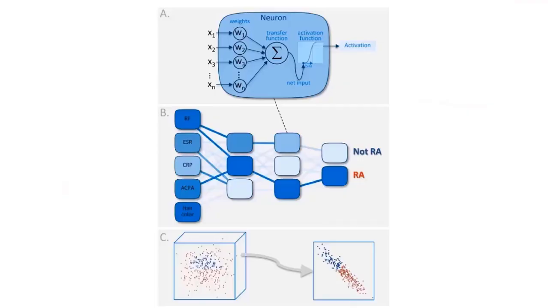As I said before, artificial neural networks are used in machine learning. This artificial neural network is designed to diagnose rheumatoid arthritis. In the input layer, the results of RF, ESR, CRP, ACPA, and other variables such as hair color are given to the machine. This data is processed by the hidden layers, and in the output layer, it is determined whether the person has rheumatoid arthritis or not.